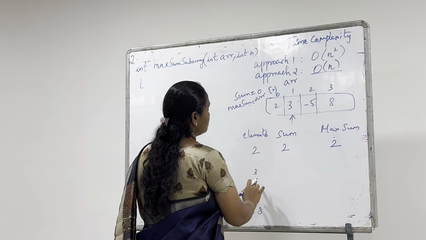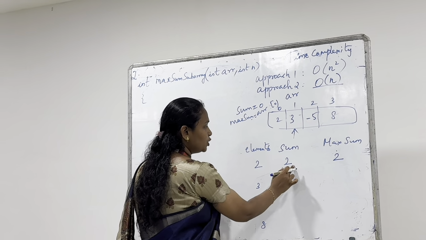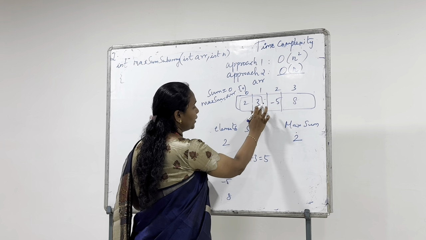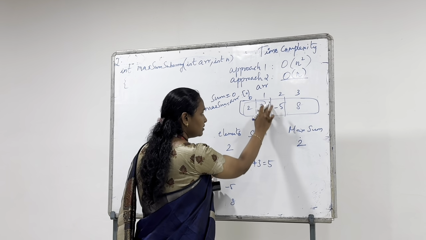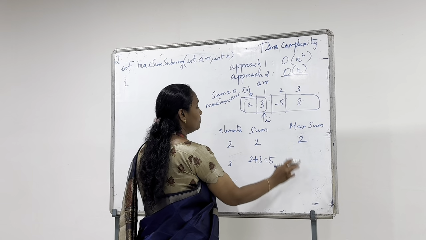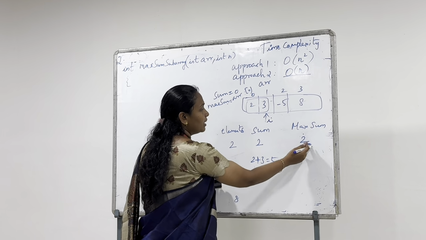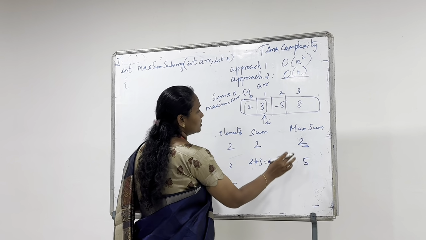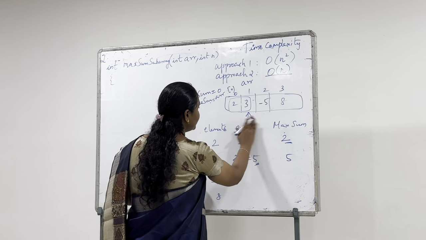Now what is the current i value? It is pointing to array of 1, that is 3. The previous sum is 2. So the sum of this subarray is 2 plus 3, which is 5. Compute the maximum sum: the previous maximum sum was 2 and now the sum is 5. Compare these two; this is the maximum, so the maximum sum is the current sum. Now increment the i value.